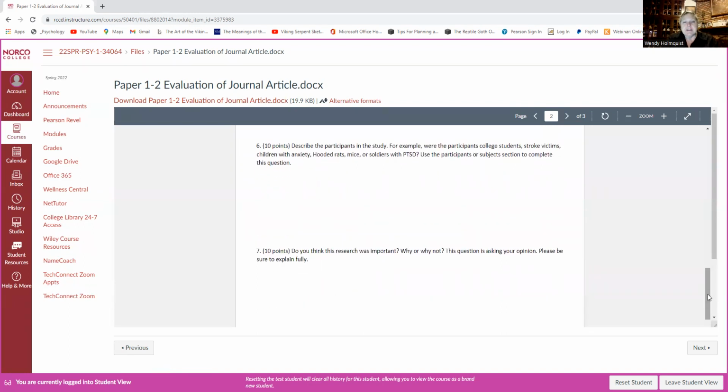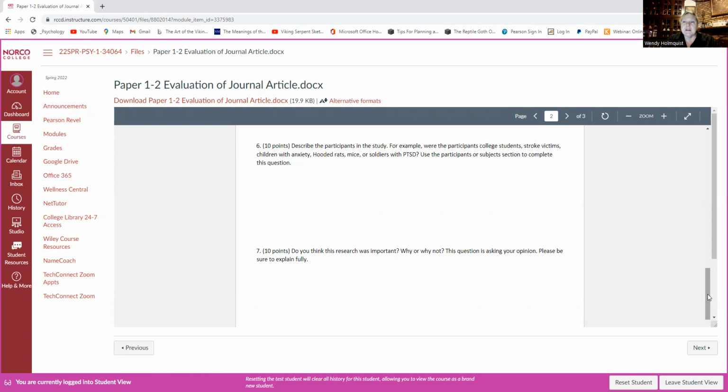Next, describe the participants in the study. So every research study is going to have subjects. If it is an animal study, it's going to be subjects, and if it's a human study, it's going to be participants. Both are fine for me as far as I'm concerned. Either one of those types of research are going to be acceptable in our class. For example, were the participants college students, stroke victims, children with anxiety, hooded rats, mice, soldiers with PTSD? Who were they? So you're going to want to give me as much detail as you can about them.